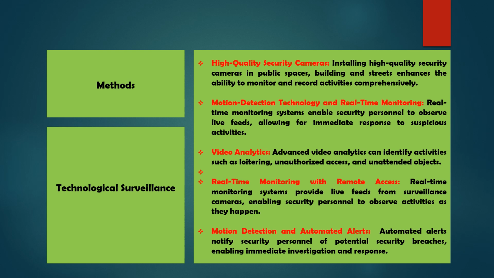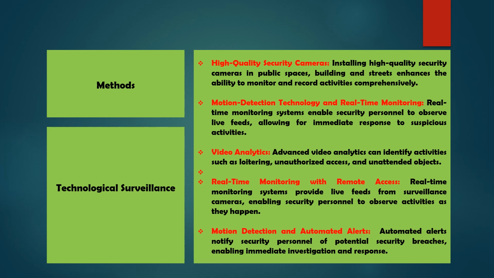The other important method that can be used to prevent crime is what we call technological surveillance. Technological surveillance can come in many forms. One of them is through the use of high quality security cameras. These can be installed in various spaces, in buildings, in the streets, in the parks, to enhance visibility and to deter criminals from engaging in activities that compromise community safety.